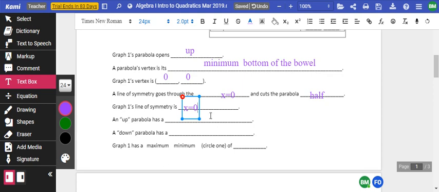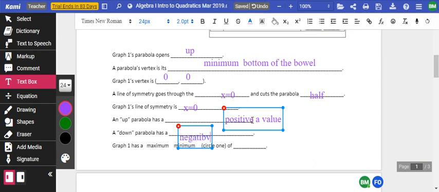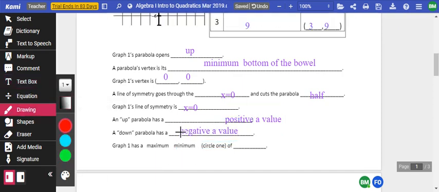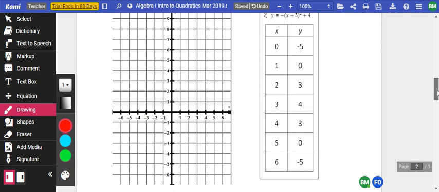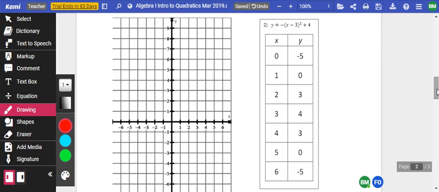But, same thing. An up parabola has a positive a value. And guess what? If it goes down, it's going to have a negative one. And like I said before, this has a minimum. If it's upside down, it has a maximum. Okay. So right here, we're just going to plot these points for this next one and go over basically the same questions.